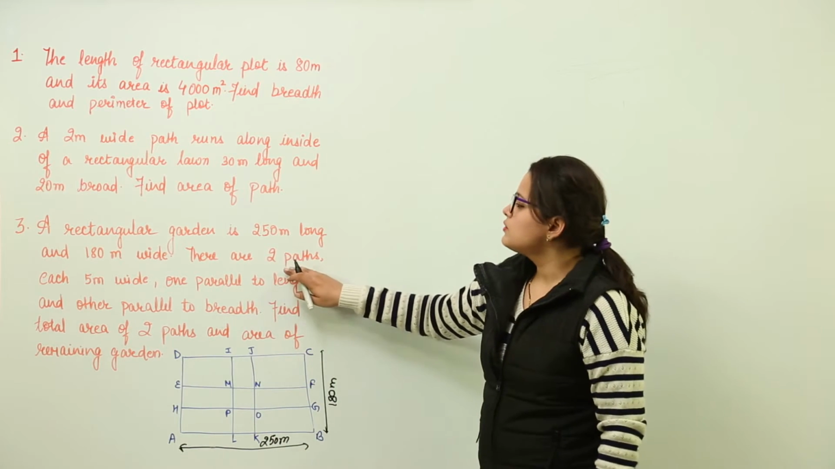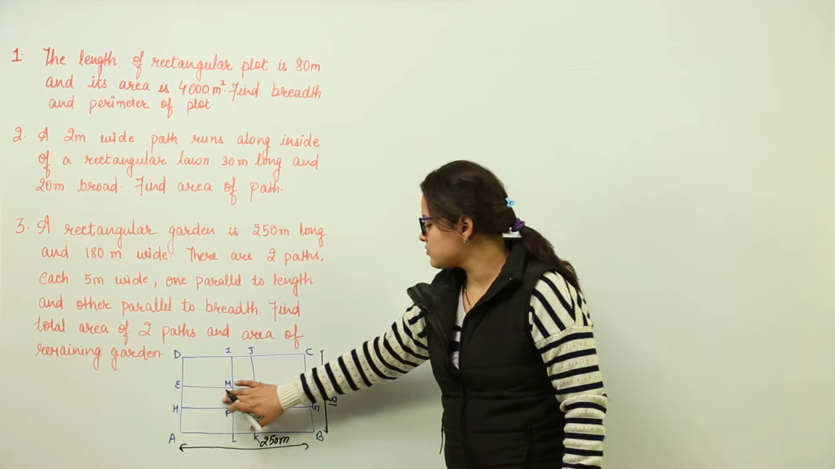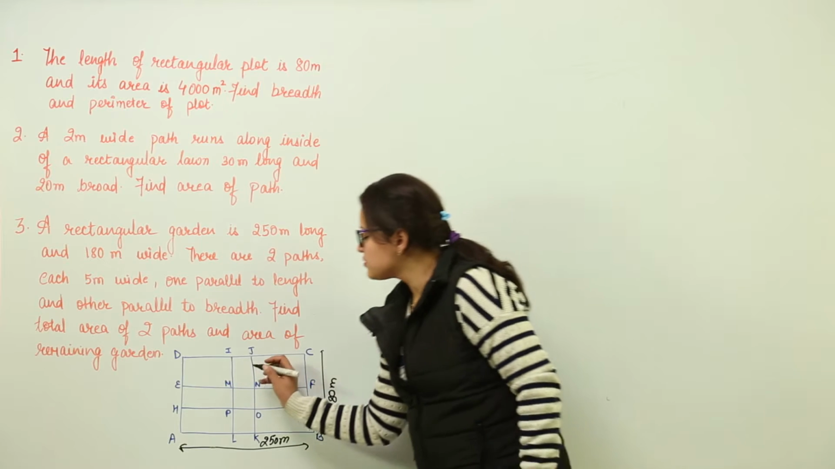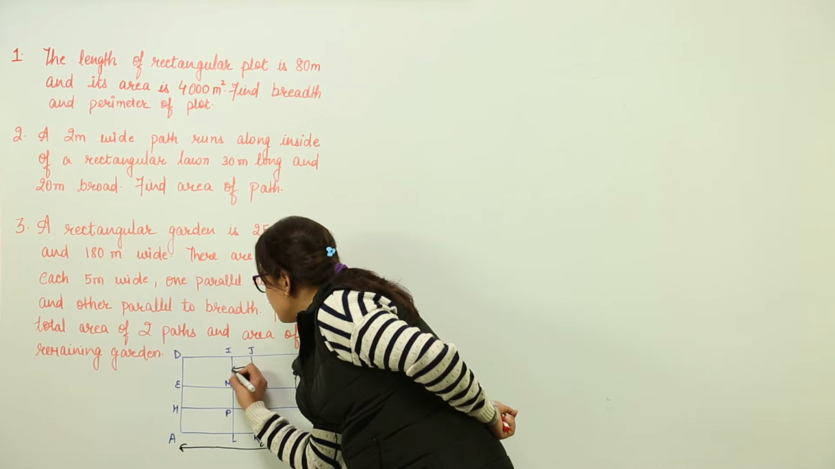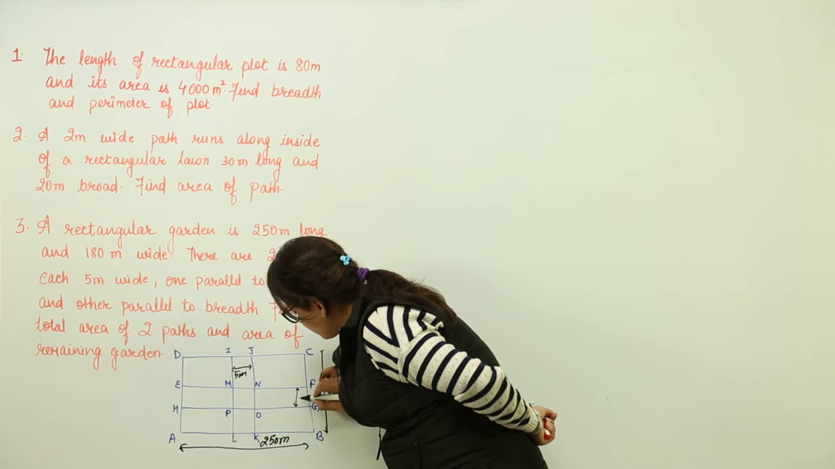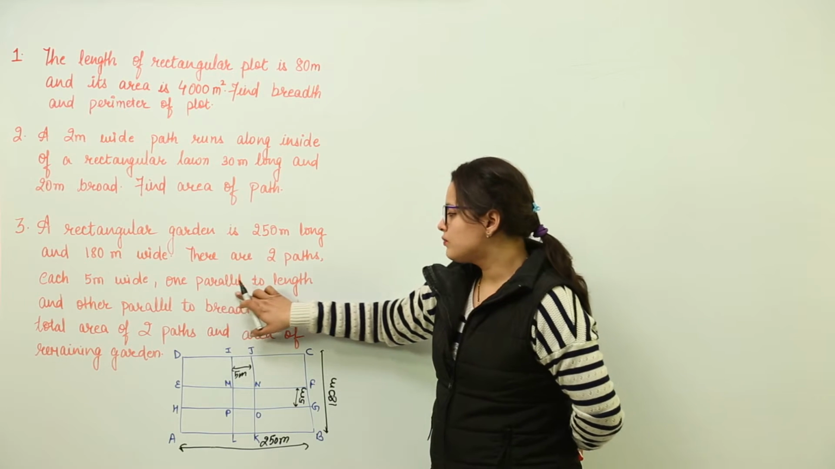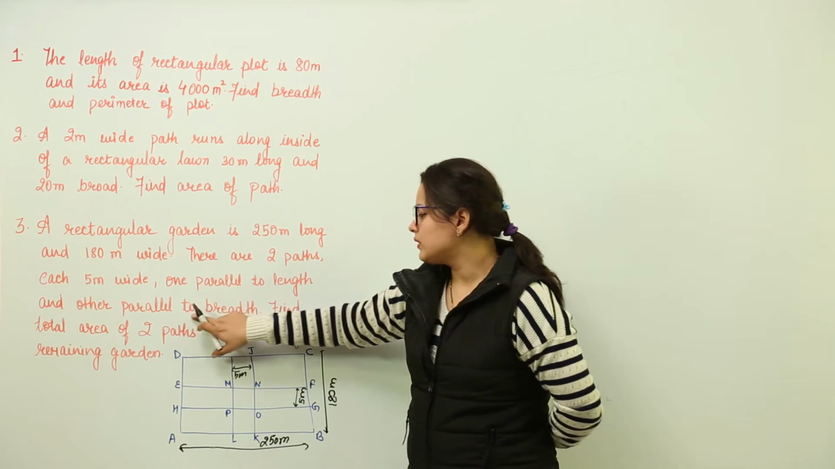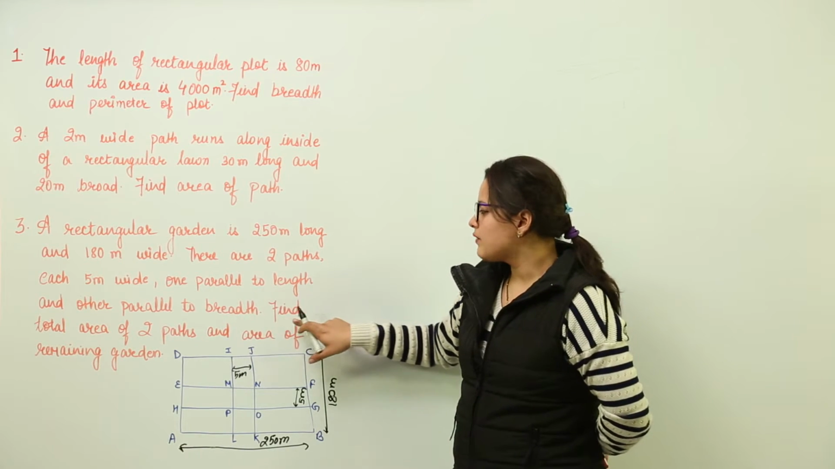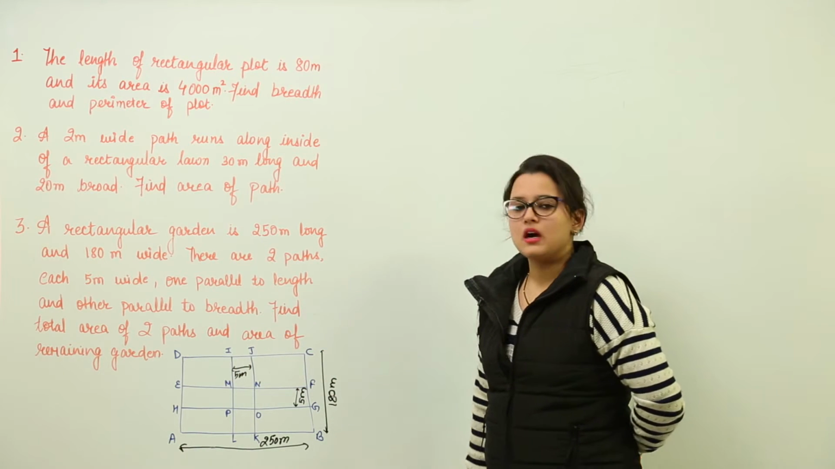Now there are two paths, each 5 meters wide. Both paths are constructed and both are 5 meters wide. So we write over here 5 meters width in both the cases. Here also 5 meters. Now one of the two is parallel to length and the other is parallel to breadth. We have to find out the area of the two paths and the area of the remaining garden.